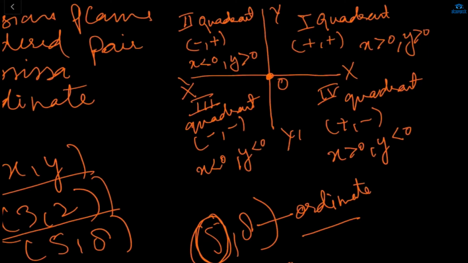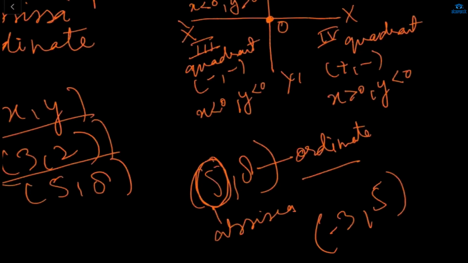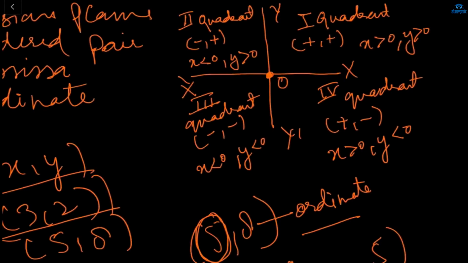X will be minus. By looking at a point, if I write minus 3, 5, you can tell in which quadrant the point will lie. Since the first number is negative, and the first number always tells you about x, x is negative, which means it will lie in the second quadrant, because in the second quadrant x is negative and y is positive. X is less than 0, y is greater than 0. If you remember the signs, then you can tell which will be greater and which will be less than 0.